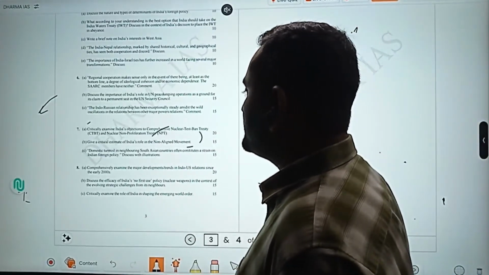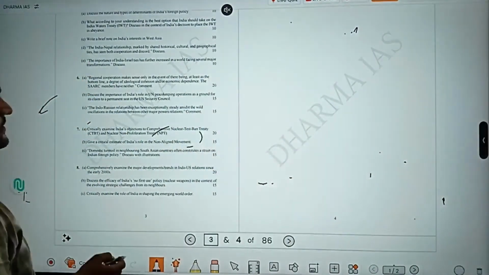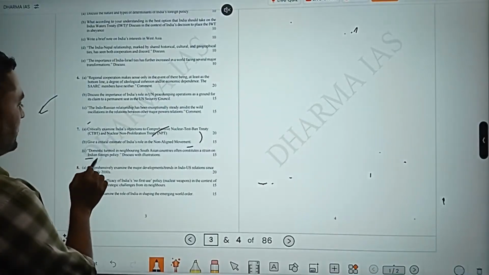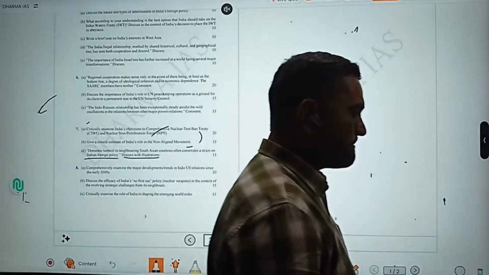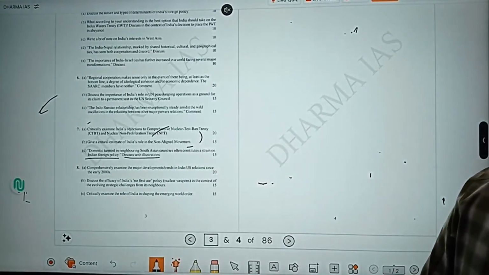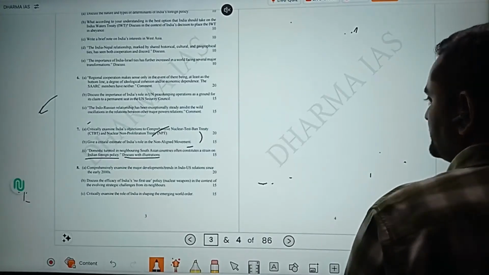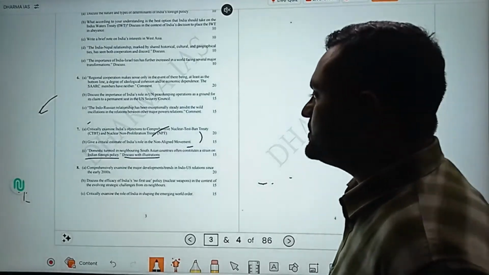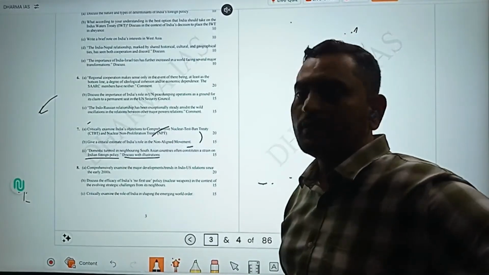Next: domestic turmoil in neighboring South Asian countries often constitutes a strain on Indian foreign policy. Discuss with illustrations. Okay. So you can mention country wise. You can go with this. Domestic turmoil in neighboring South Asian countries often constitutes a strain on Indian foreign policy.